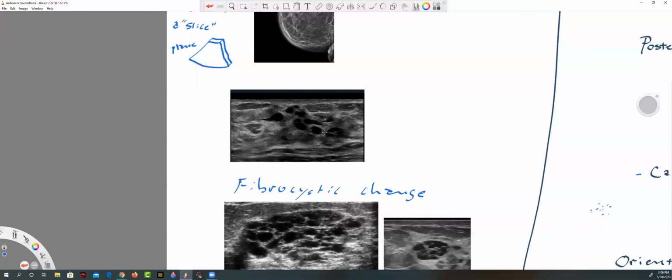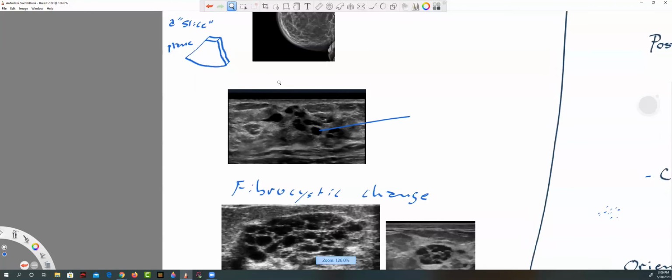Okay, so cyst formation. Certainly down here, in these 2 images down here, we have microcysts, and those are actually increased acini. The acini have increased in size. They've become fluid filled.